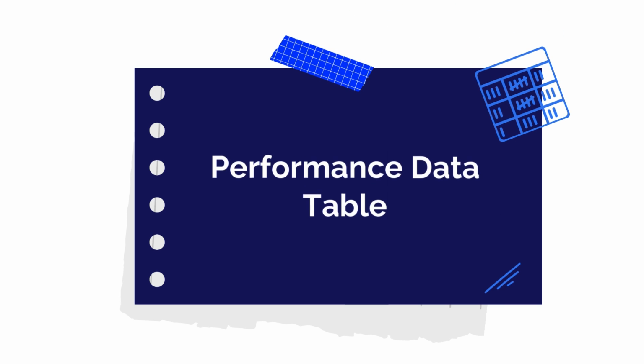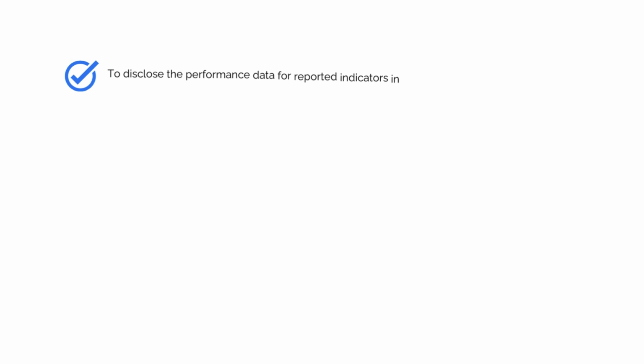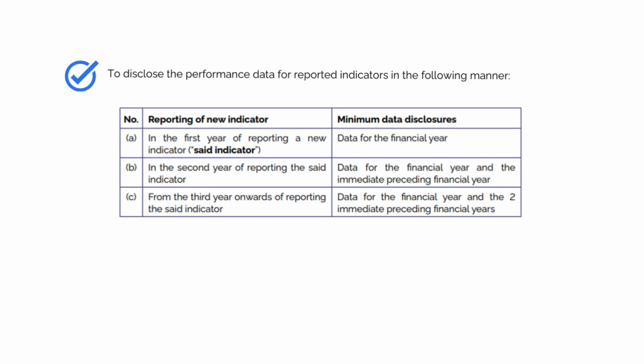At the end of a listed issuer's sustainability statement, listed issuers must disclose a performance data table in a prescribed format summarizing data for all reported indicators and performance targets. Listed issuers are required to disclose the performance data for reported indicators in the following manner.